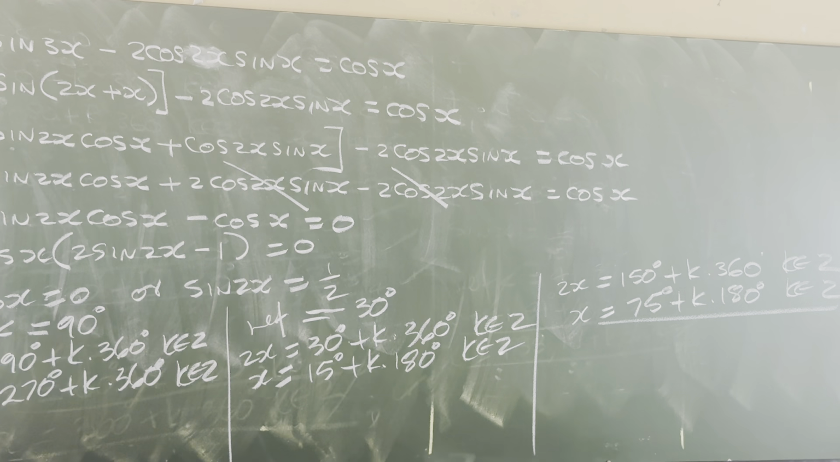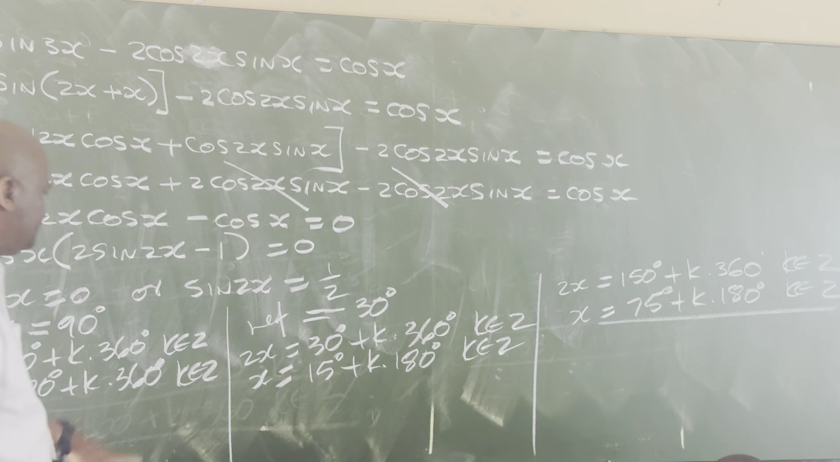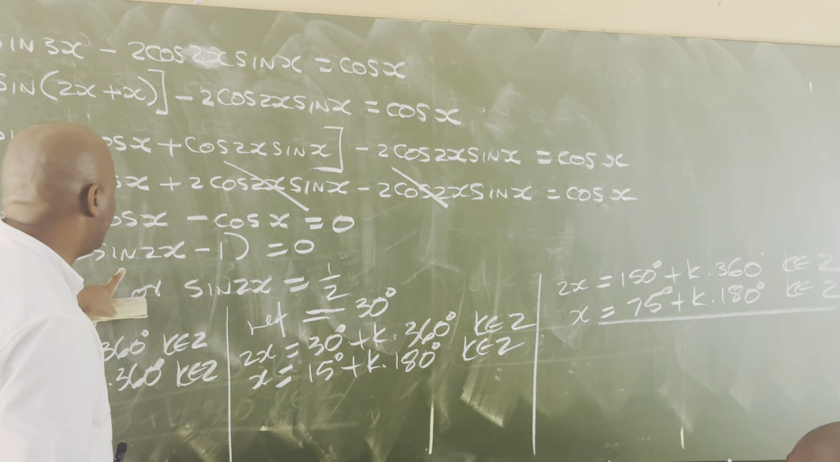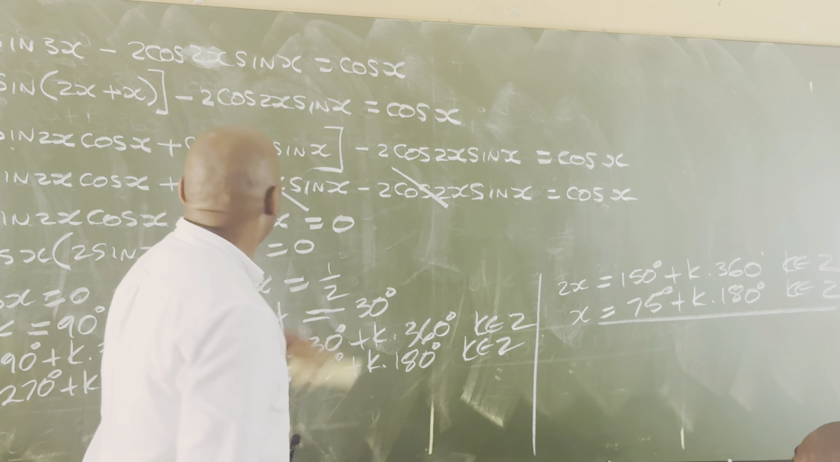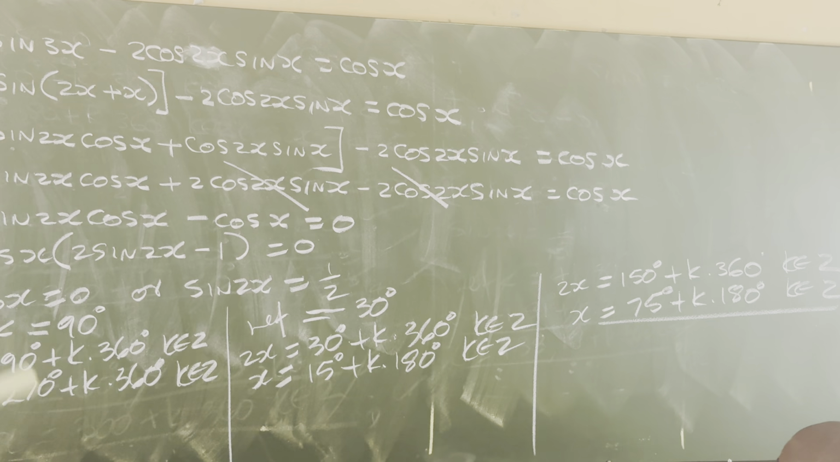Okay. Question? Yes. Divide by cos. Okay. Which means if you divide by cos, you'll get rid of this solution. You won't get full marks. If you divide by cos, you get rid of this solution. You won't get full marks.